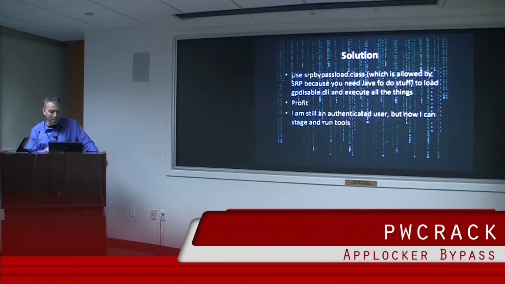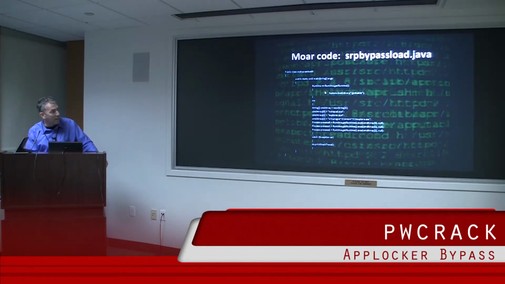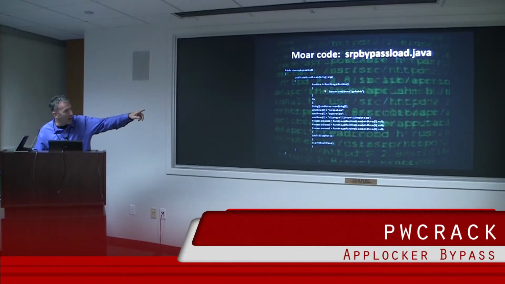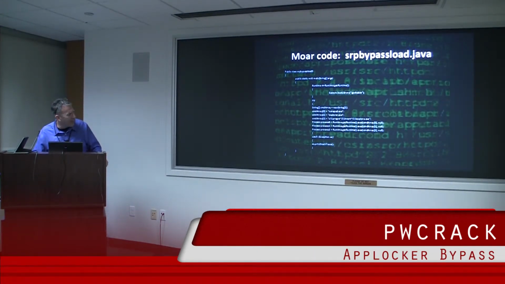And that was it. So I ended up with this, and there's really only like 2 lines of active code in this thing. System load library GP disable, and then a list of things that I would like to run after I do that, that might have been restricted by the software restriction policies.